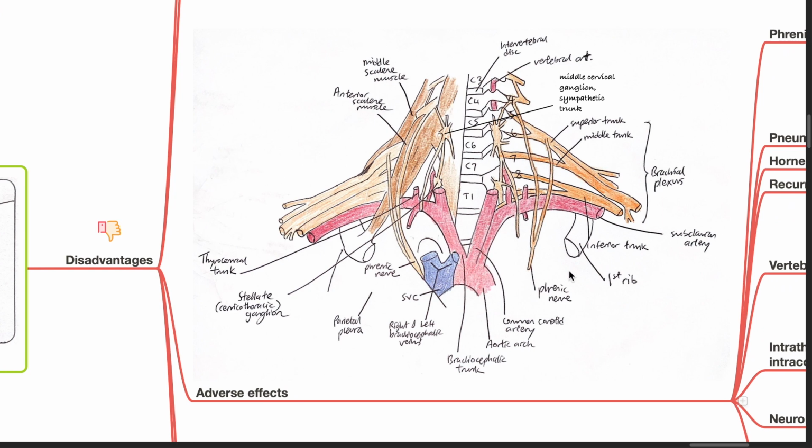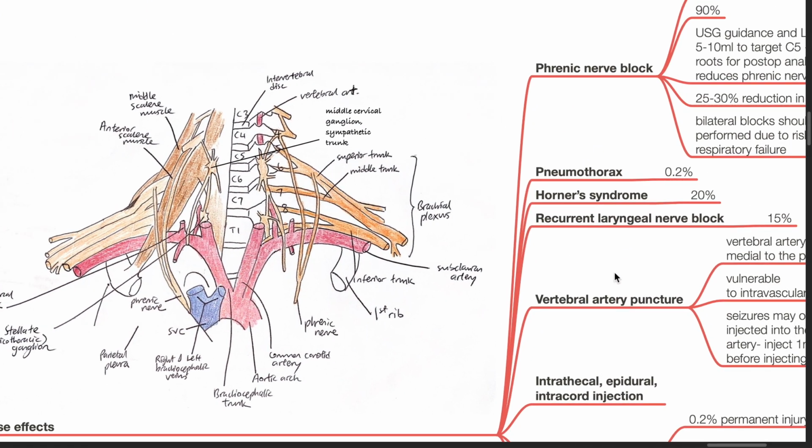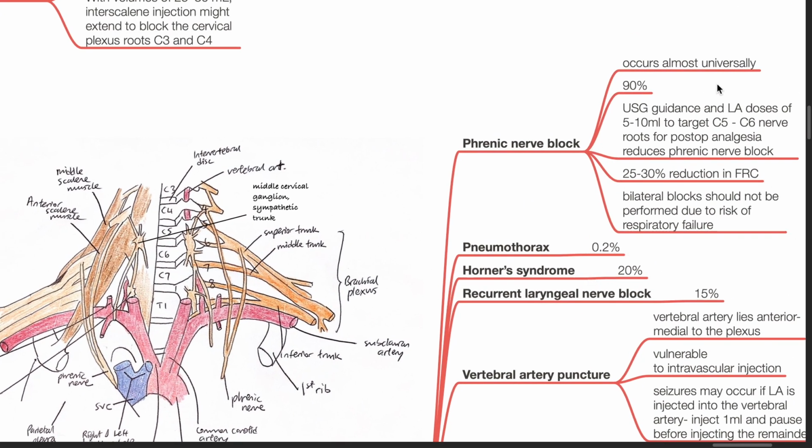Adverse effects. Phrenic nerve block occurs almost universally, up to 90%. Ultrasound guidance and LA doses of 5 to 10 mils to target C5 to C6 nerve roots for post-op analgesia reduces phrenic nerve block. There will be a 25 to 30% reduction in functional residual capacity. Bilateral blocks should not be performed due to risk of respiratory failure.